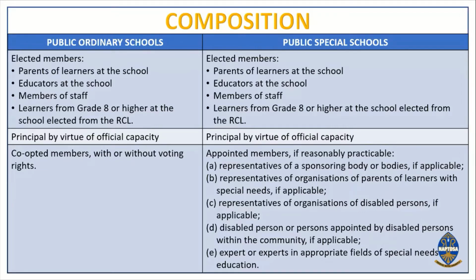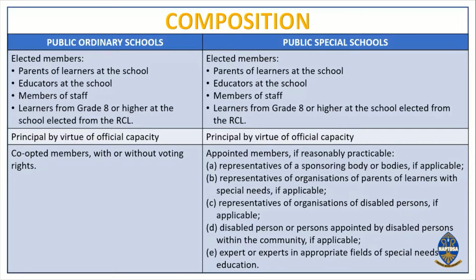Those who are co-opted with voting rights are usually the ones that are co-opted when one of the members resigns. We know that you might have a grade 7 member elected to the governing body this year, and when the child leaves grade 7, they will no longer be able to be part of that governing body, and their seat will become vacant. And until the by-election takes place, you will co-opt someone with voting rights. But the by-elections is something for another day and another training session.